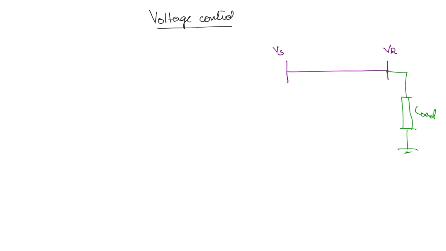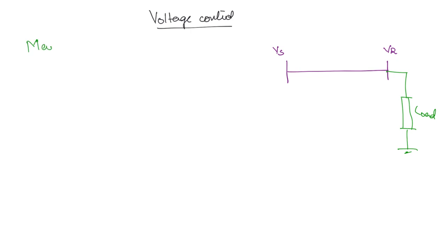If there is no load, then what will be the current drawn? The current drawn will be 0, right? So the drop that we have along the transmission line is going to affect the receiving end voltage. And we always want the receiving end voltage to be within a specified limit.